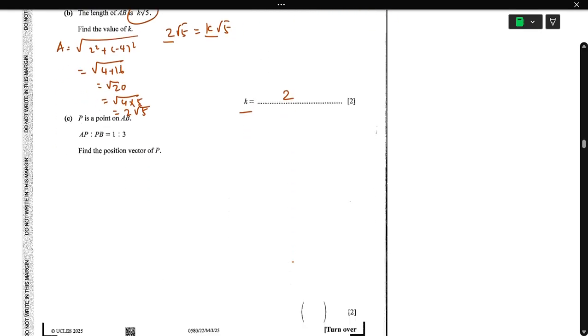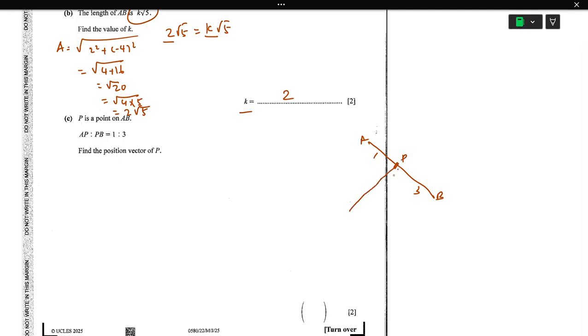Next, P is the point on AB. So AP and PB are in the ratio 1:3. So P is on the line AB somewhere like that. Okay, so this is A, this is B, and P is the point here, where the ratio is 1:3. So this is the P point. The question asks for vector OP. We need to calculate OP. So this is 1:3, so the total ratio is 1/4. And AB is already given.